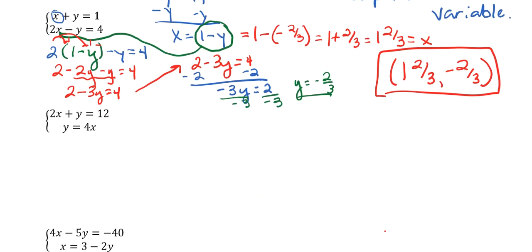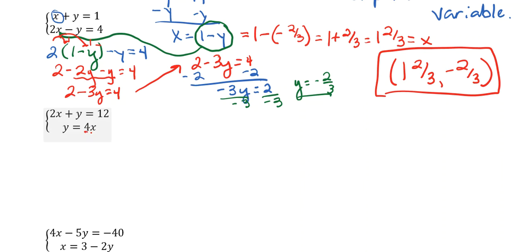Now if you're asking yourself, how do you know which method to use? If I happen to have things lined up nicely, like in this top one, where I have x's on top, y's on top, and numbers on top, especially if I already have a positive and a negative, I will do addition. I just find that easier. If I have a single variable already by itself, then I think substitution is easiest to do.